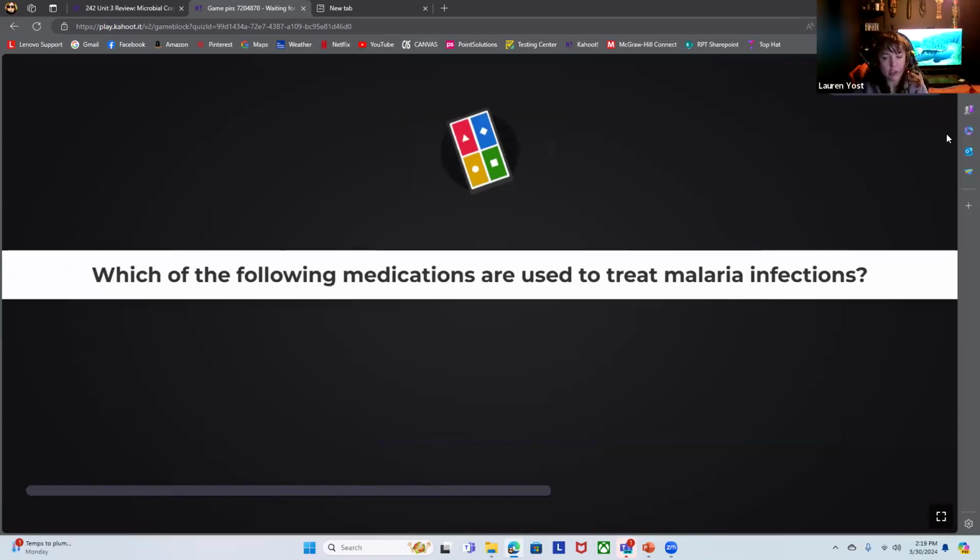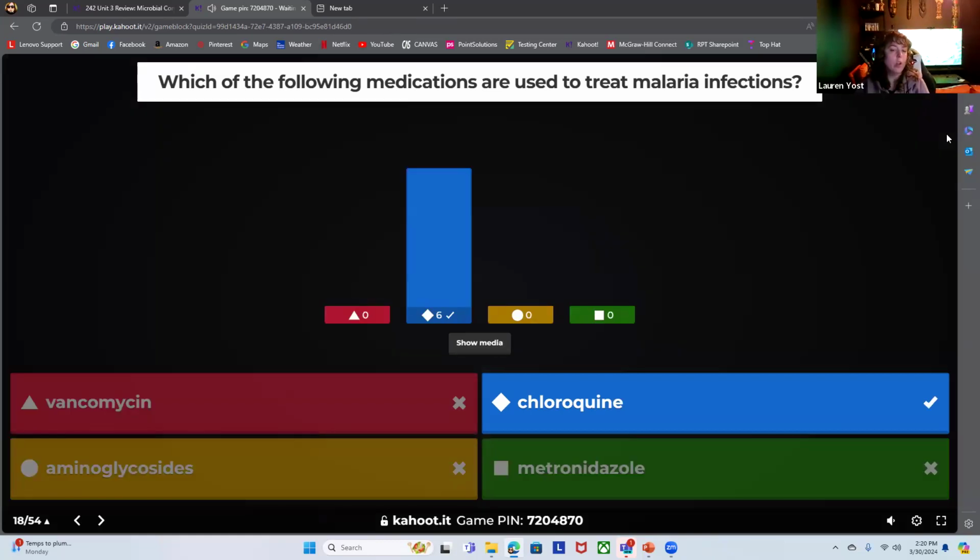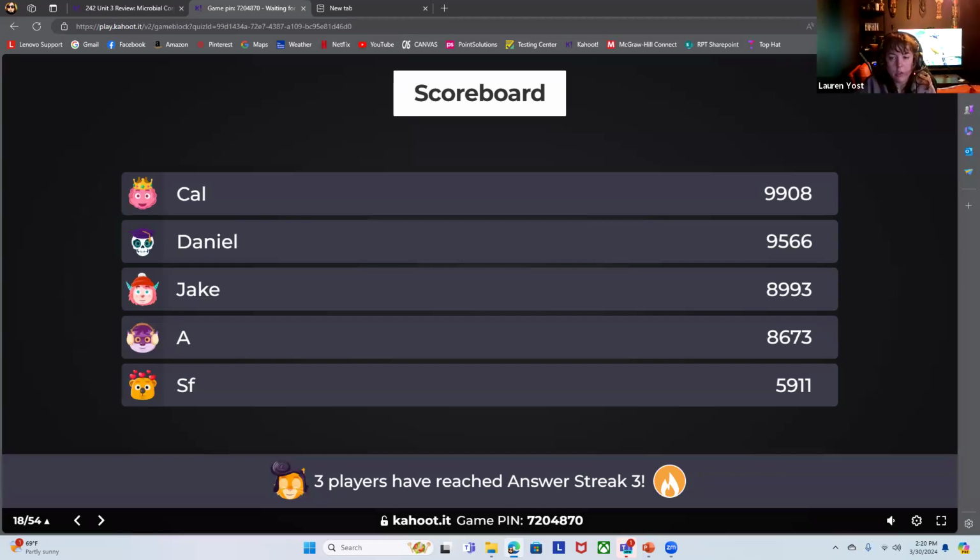All right, which of the following medications are used to treat malaria infections? Okay, so malaria is treated by, well, the original OG malaria treatment was quinine, right? And a lot of the drugs that they still use today are based on quinine. And those drugs end typically in quine or quin. We say quin, but it's like chloroquine is the example that fits that category. And it is one of the drugs that is used to treat malaria today. So that quine is that indicator that it is a malaria treatment.